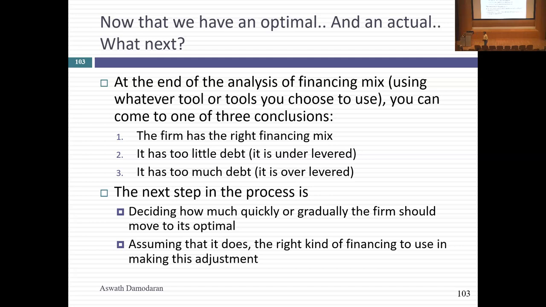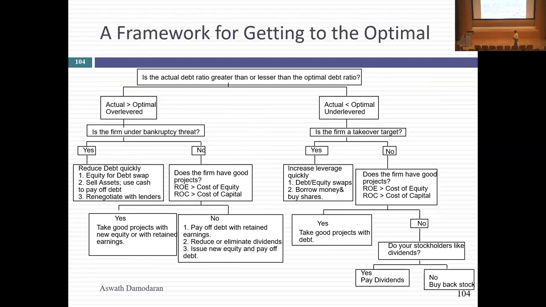And assuming that you want to move to the optimal, then the follow-up question is, what kind of debt should we use? So today I'm going to focus on the first of those two and set up a framework for deciding what to do once you've computed the optimal. It's a general framework. As we go through this framework, I want you to start thinking, because you already have the inputs to make the choices. So first, is your company's actual debt ratio greater or less than the optimal? You can either be under-levered or over-levered.